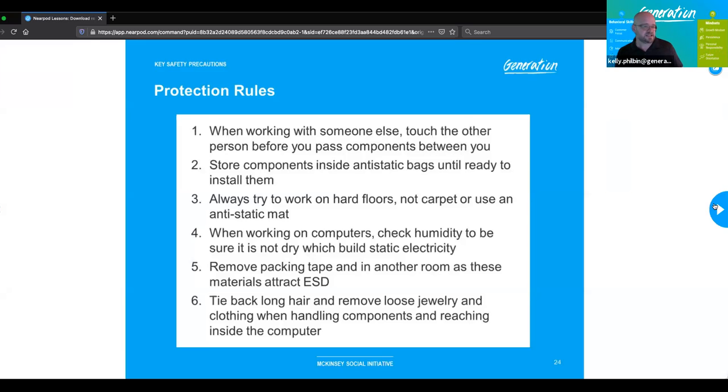So it's kind of like the Goldilocks zone. They don't want it too humid or too dry. Too dry, you get static discharge. Too humid, you start getting condensation and damaging computers. So they will actually try to monitor that as much as possible.